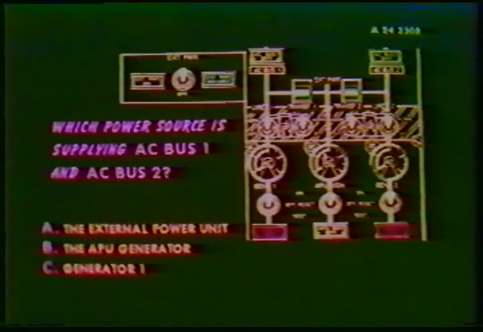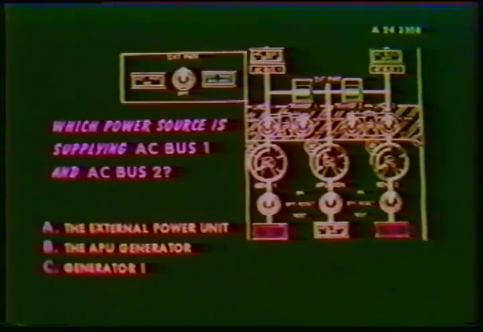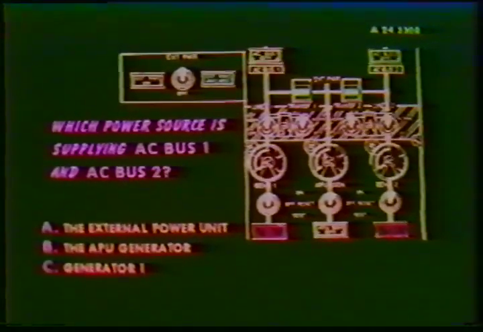B is an excellent choice. The APU generator is operative as shown by the load indicator, and both transfer contactor magnetic indicators are in line. External power is available, but not turned on.